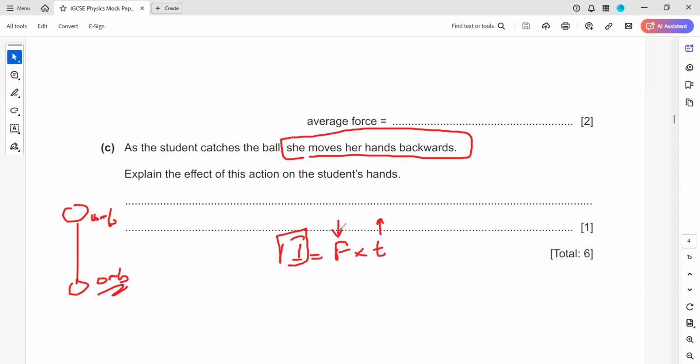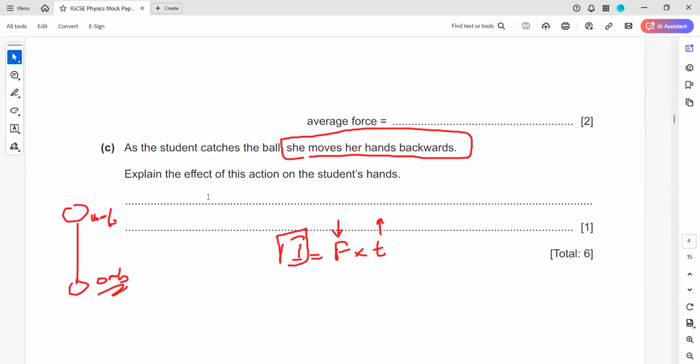This is what happens in cricket as well. When a keeper is catching a ball, they tend to move their hands backward. Why? So that they will take more time to stop the ball. If they take more time, they will experience less force. Even the same thing for football. In any case where a ball is moving, if you try to stop instantly, you will experience a maximum force. But if you gradually stop, you will experience less force.